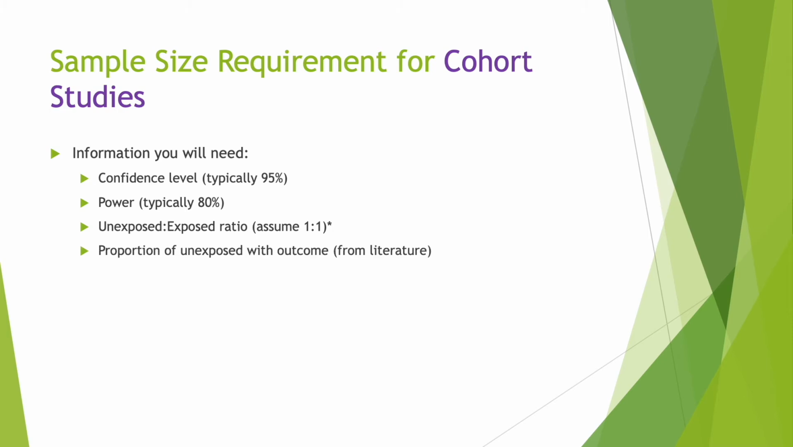Next, you will need the proportion of the unexposed with the outcome, which you will derive from prior studies, and you also need the proportion of the exposed with the outcome, which you will also need to find from literature. Now, once you have all of this information, proceed to the OpenEpi webpage.